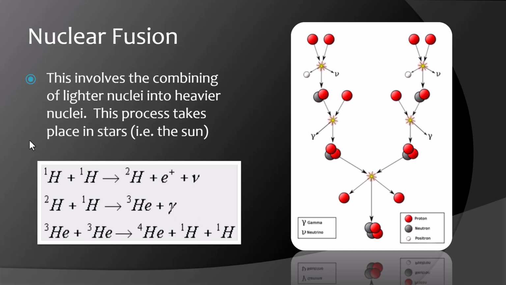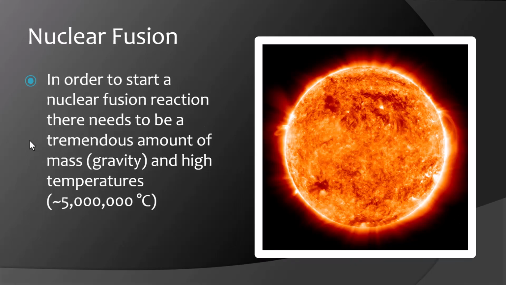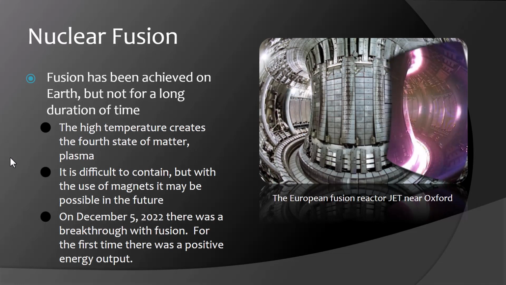Now, we see this only in stars because of this reason. In order for nuclear fusion to actually start, there needs to be a tremendous amount of gravity and a ridiculously high temperature, on the order of 5 million to 10 million degrees Celsius to even get it started. So you can see how this would be really hard to do here on Earth. However, we've been trying, and most recently fusion has been achieved on Earth, but not for a long duration of time. The biggest problem is again because of the high temperatures that it creates.